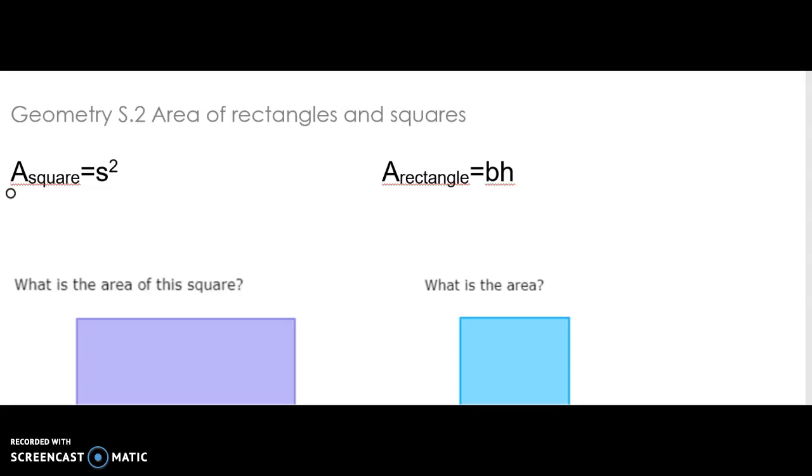And so if you have a square, to find the area of a square, you take the two sides and you multiply them together, which is called squaring, right? If you have a rectangle, it's just base times height. So whatever the two sides are, you're going to multiply them together, basically in both instances.